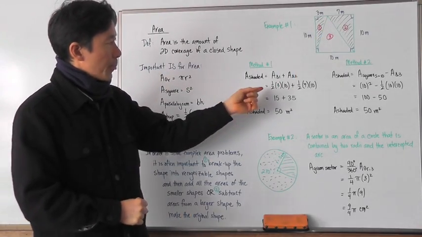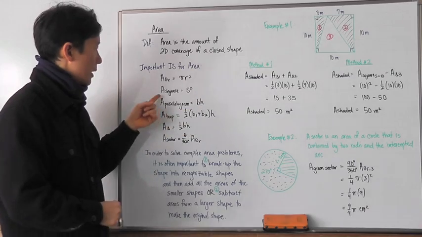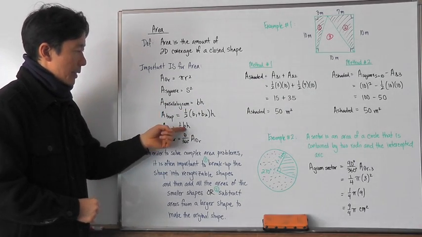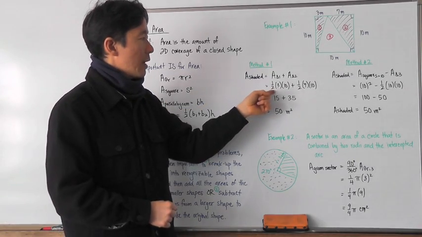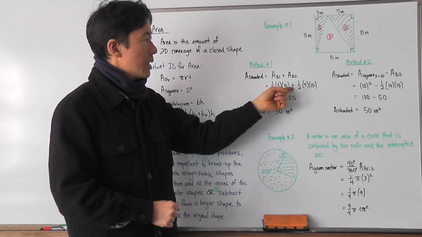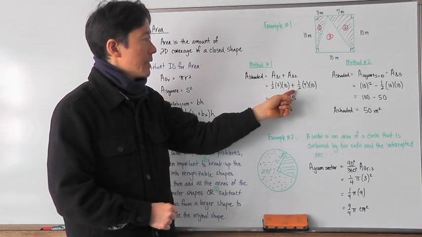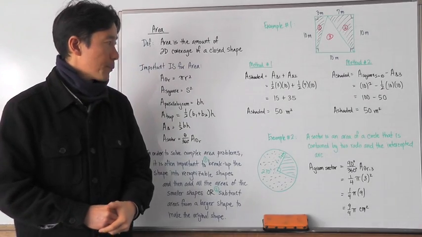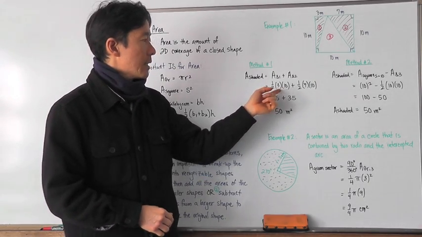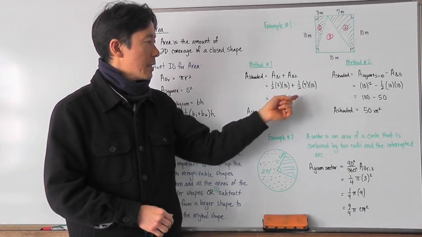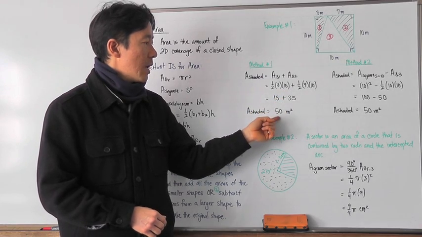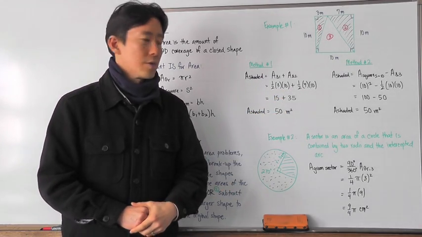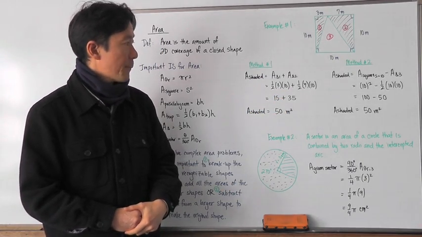So what I have now is that the area of triangle 1, remember that the area of a triangle is 1/2 base times height. That's going to be 1/2 times 3 times 10, plus the area of triangle 2 is going to be 1/2 times 7 times 10, because the base is 7 and the height is 10. So if I simplify that, that's going to be 15. Simplify that, that's going to be 35. If I add those two, I come out with 50 square meters.